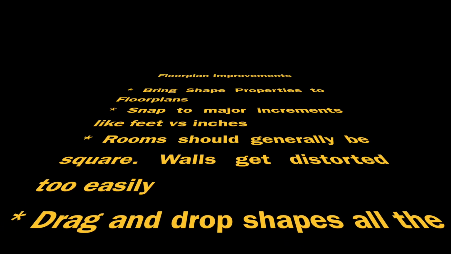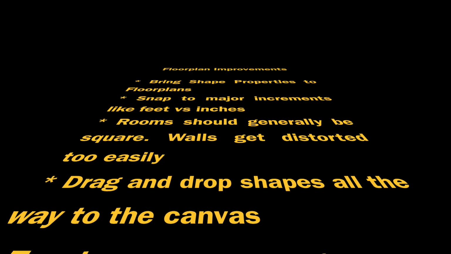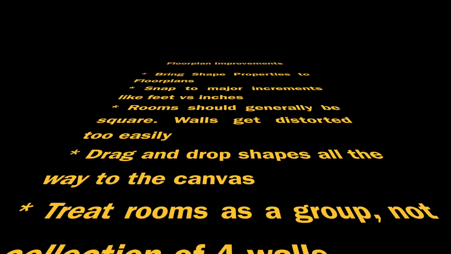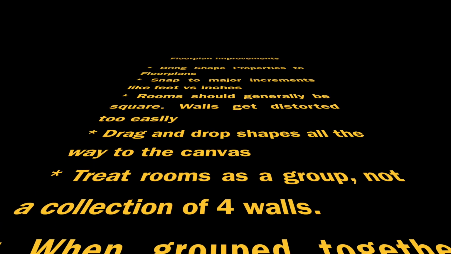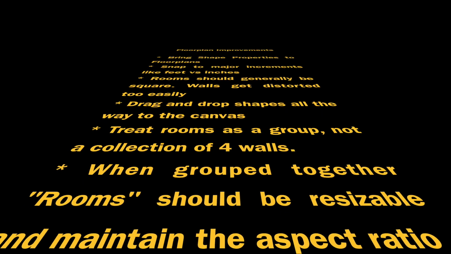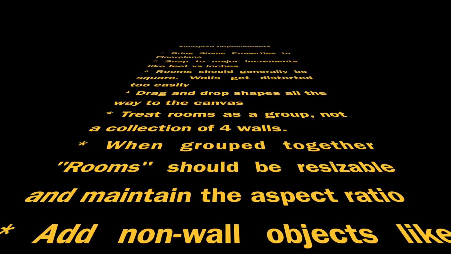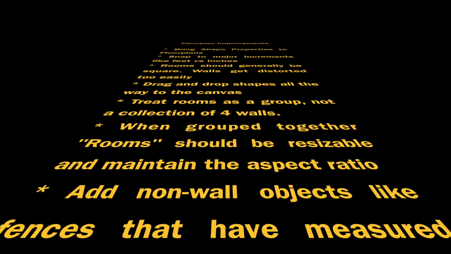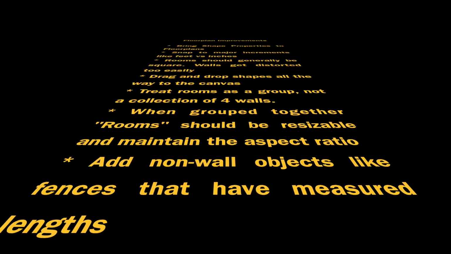Rooms get distorted too easily. Dragging and dropping shapes should be able to drop all the way to the canvas and not to the upper left-hand corner. You should be able to treat rooms as a group, not a collection of 4 walls. And when grouped, you should maintain the aspect ratio as you resize them. There should additionally be non-wall objects like fences that have measured lengths.